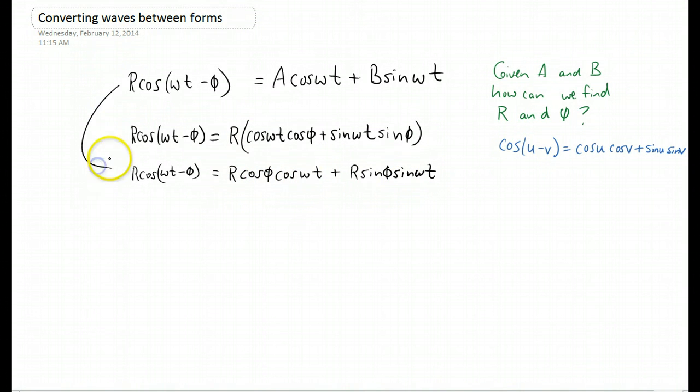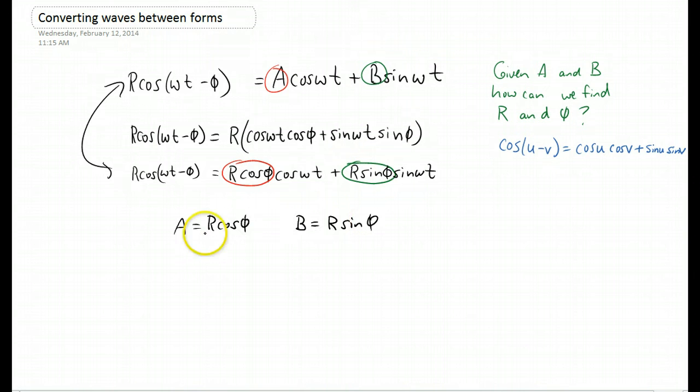And now these two lines look very much alike. You'll notice that our a corresponds to r cosine of phi, and b corresponds to r sine of phi. And this is great. This gives us a relationship between a and b and r and phi. But we're given a and b. So what we really want is an equation for r in terms of a and b, and an equation for phi in terms of a and b. Well, as it turns out, this isn't too hard to do.